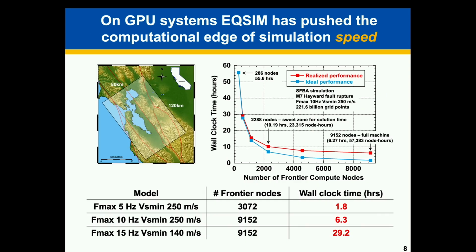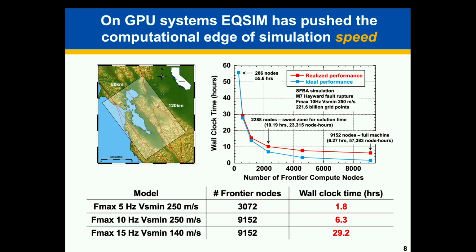Speed. Turns out that when you've got 9,152 nodes on your computer, you can really take advantage of parallelism. And so what I'm showing you here in the upper right is a scalability curve for, in this case, a 10 hertz simulation of the San Francisco Bay Area and 221 billion grid points. And you can see that as we increase the parallelization, it starts to flatten out because communication starts to take over on the right, but we dramatically increased the speed of these calculations.